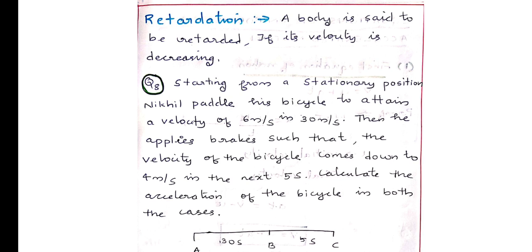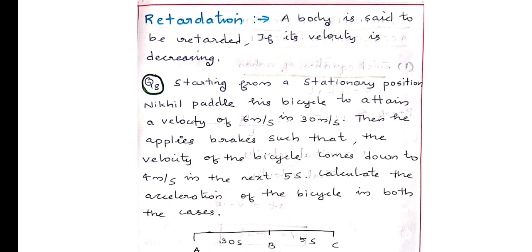For example, a train is said to be retarded when it slows down on reaching a station, that is, the velocity decreases. Okay, retardation is acceleration with the negative sign. That's all. Its velocity is decreasing.